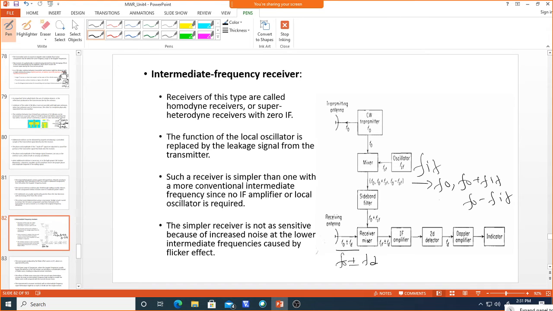So whenever you mix those, on the transmitter side, whatever is filtered, this is filtered one using a sideband filter, and you will have F0 plus IF, and here you will receive F0 plus or minus FD. Then after mixing, this F0 transmitted frequency will cancel out, and it will give FIF plus or minus FD. So this will directly give the IF frequency as well as the Doppler frequency.